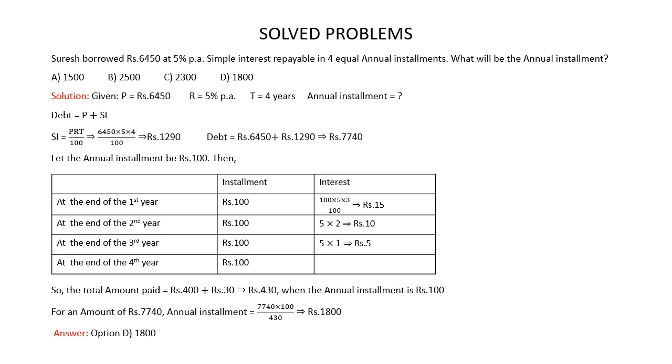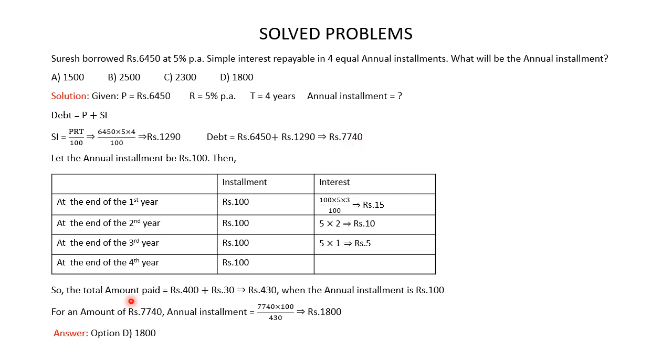Now the total amount paid here is 100 plus 100 plus 100 plus 100, which is 400, plus 15 plus 10 plus 5, which is 30. So total amount paid is 400 plus 30, which is rupees 430 when the annual installment is rupees 100. Now we know that the debt is rupees 7,740. So we have to find the annual installment for this amount.